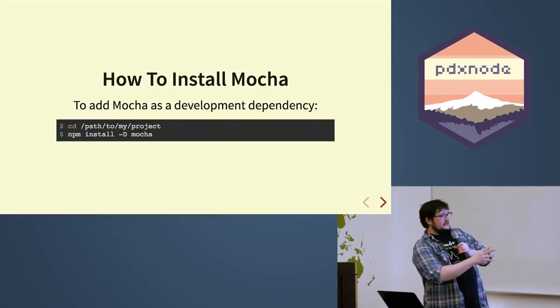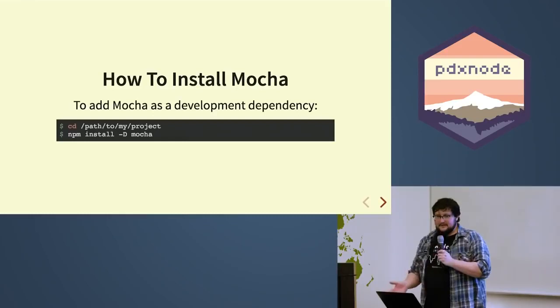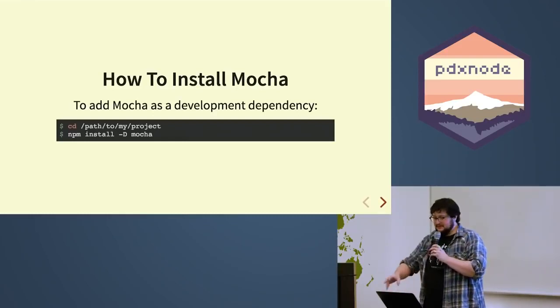And so what happens when you do this? Well, Mocha is added to your manifest, which is package.json. It's in the dev dependencies property. It becomes part of that object.